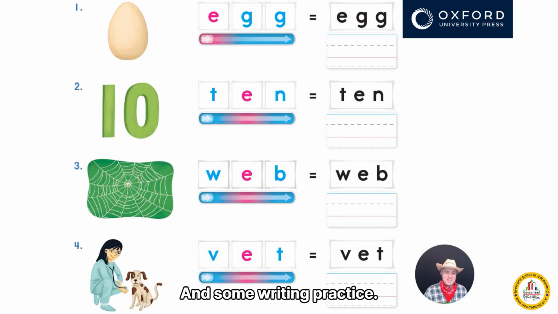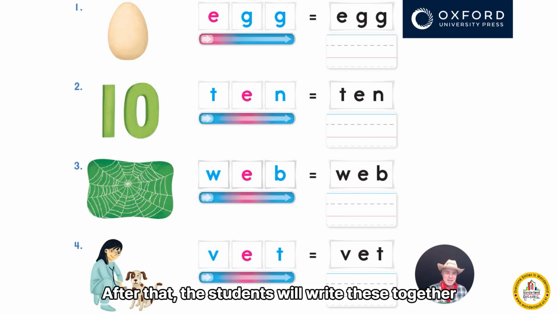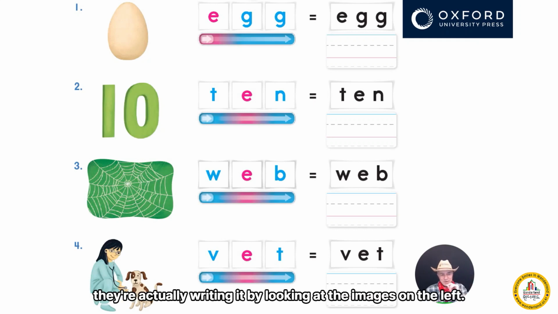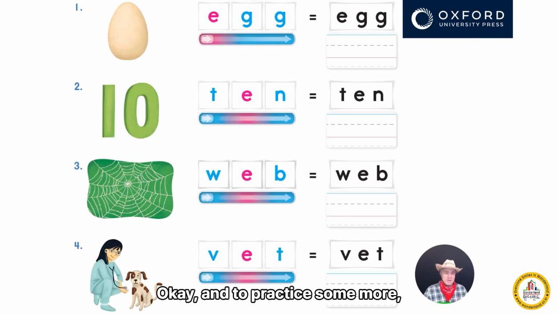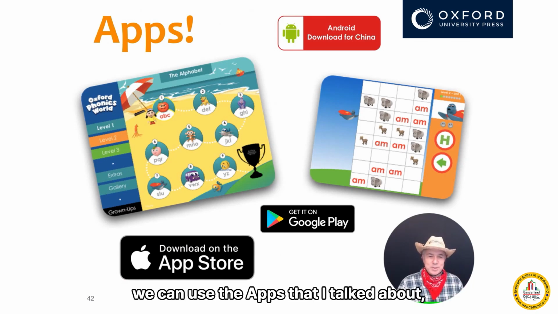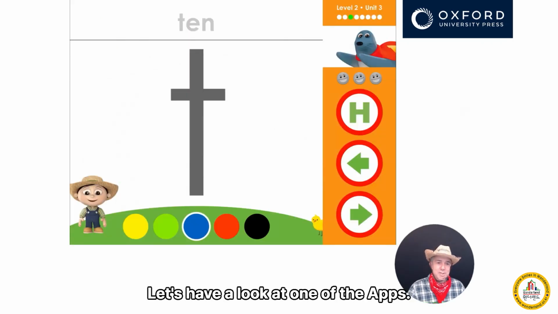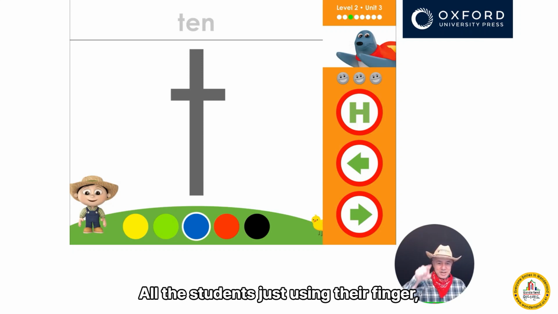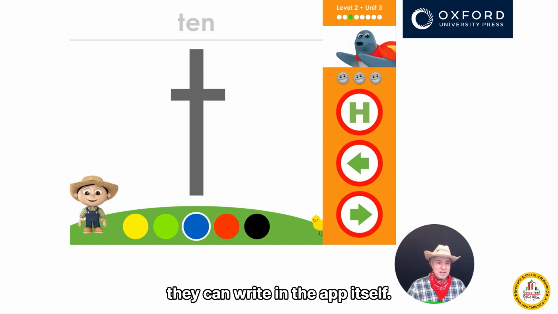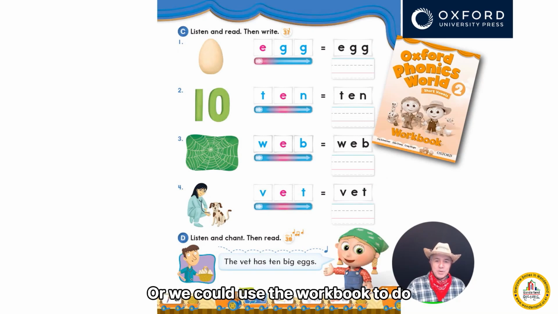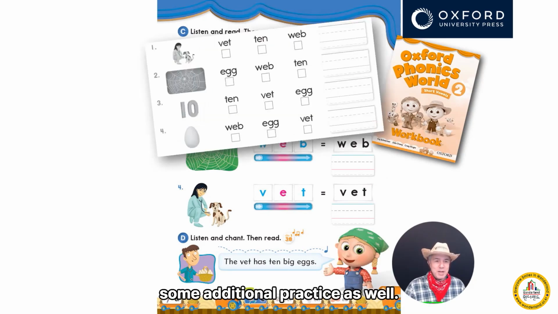And some writing practice after that. The students will write these together. And for an additional challenge, you can have the students cover the words so they're not just copying it. They're actually writing it by looking at the images on the left. Okay? And to practice some more, we can use the apps that I talked about at the beginning of this webinar. Let's have a look at one of the apps. Okay, so this is an activity here where the students, just using their finger, can write in the app itself. Okay, right? Or we could use the workbook to do some additional practice as well.